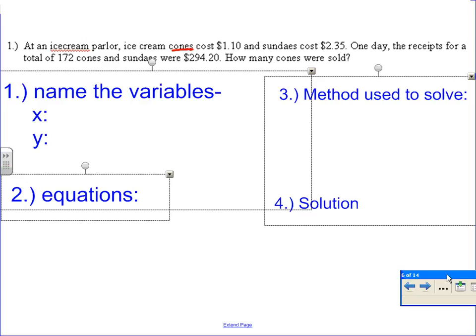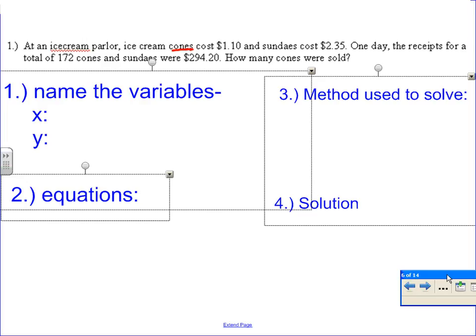Okay, so number 1 says, at an ice cream parlor, ice cream cones cost $1.10. Sundaes cost $2.35. It then says one day the receipts for a total of 172 cones and sundaes were $294.20. How many cones were sold? So first of all, what do you think X and Y are in this problem? Step 1 is identify X, identify Y. There are 2 different things they're talking about. Anyone want to take a guess?